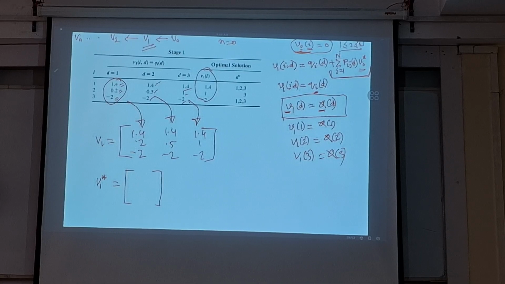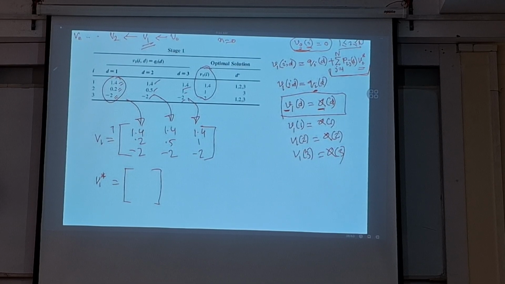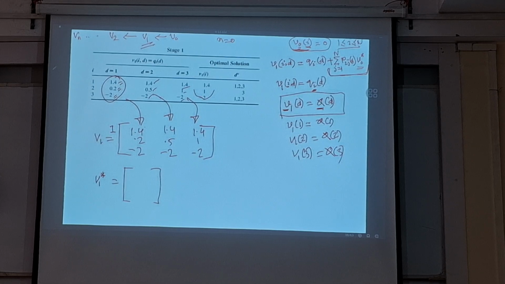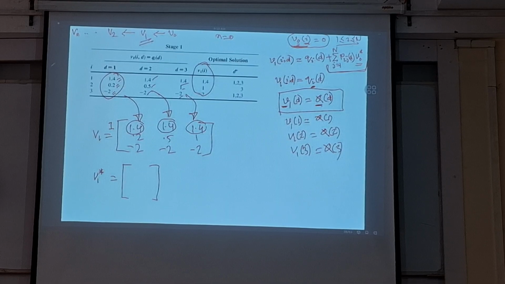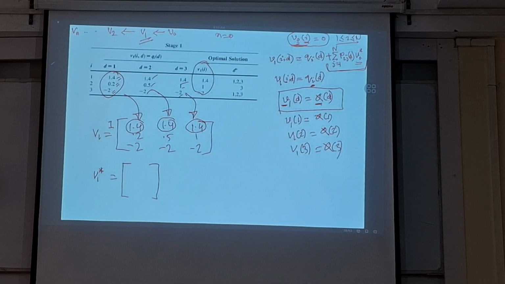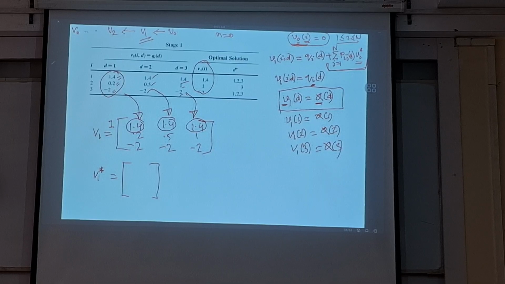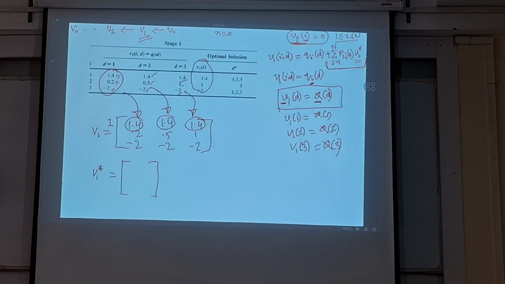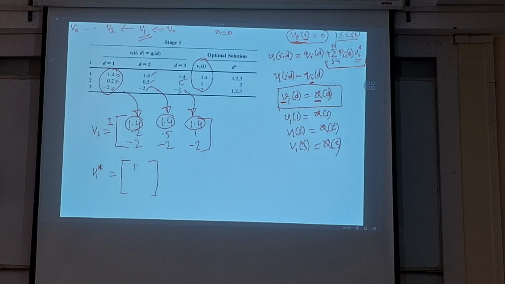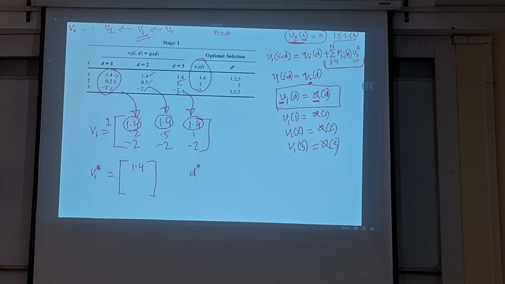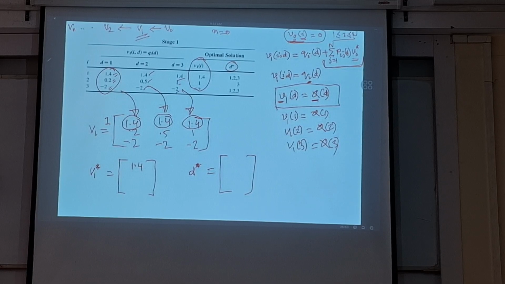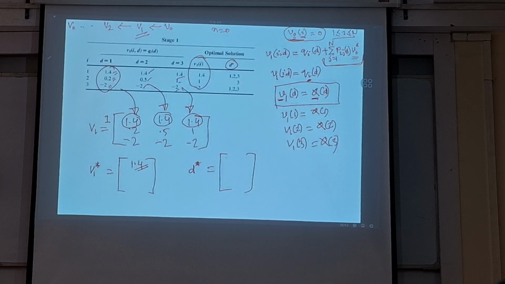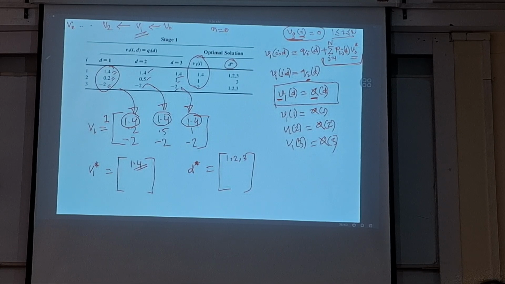V1 star indicates that if you start in state 1, then when we use policy 1, the reward is this. When we use policy 2, the reward is this. When we use policy 3, the reward is this. So V1 star indicates the maximum reward over any policies. Maybe here the maximum will be 1.4. And this one will be the policy that generates the maximum reward. Which policy? Since all three policies, 1, 2, 3, have the same value, the decision for state 1 is 1, 2, 3.